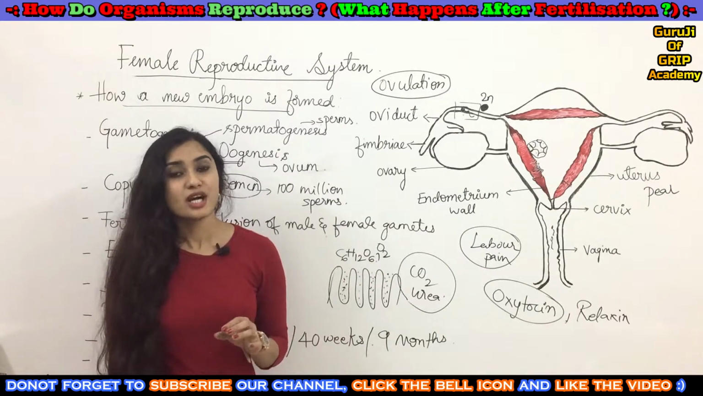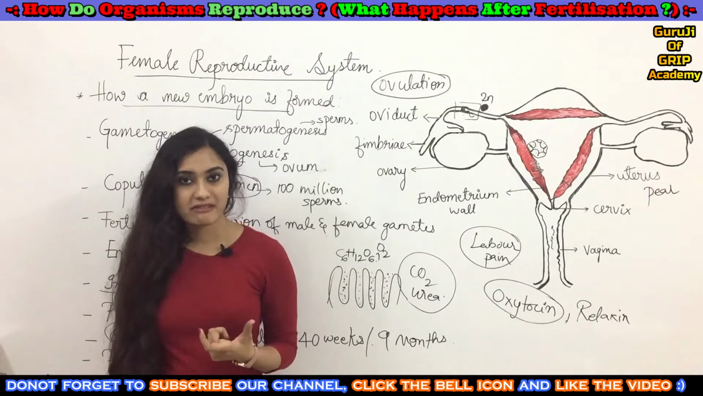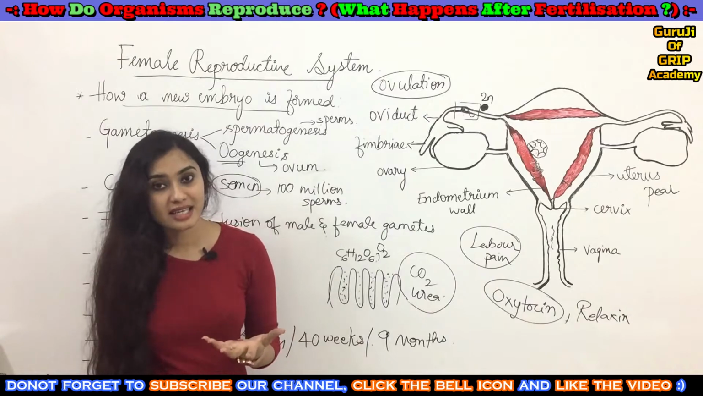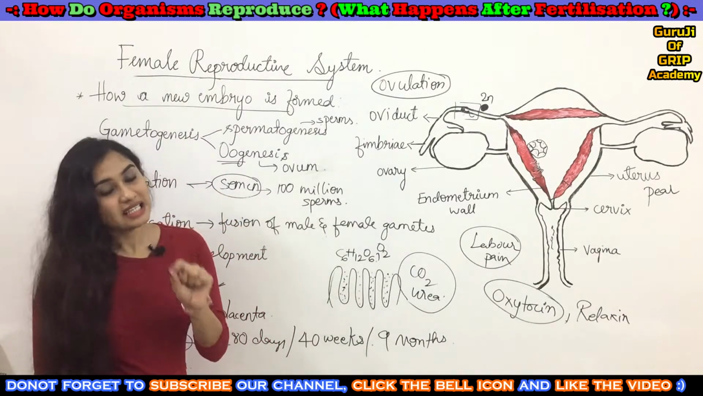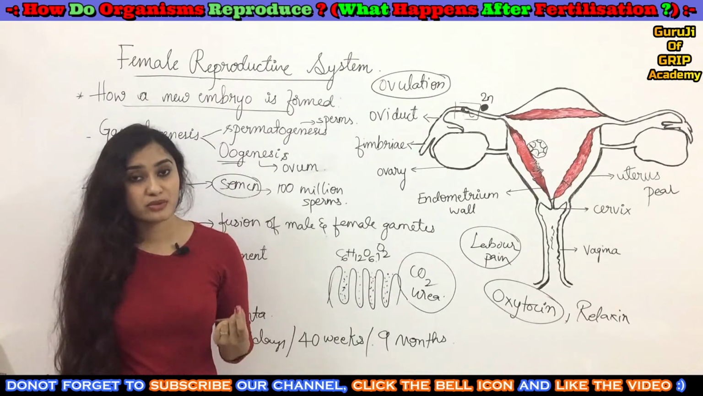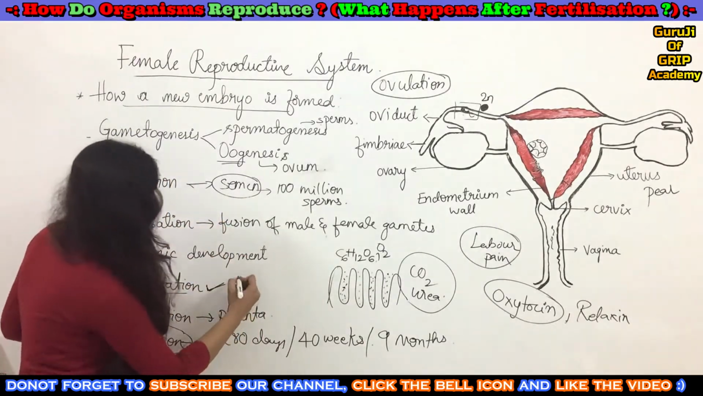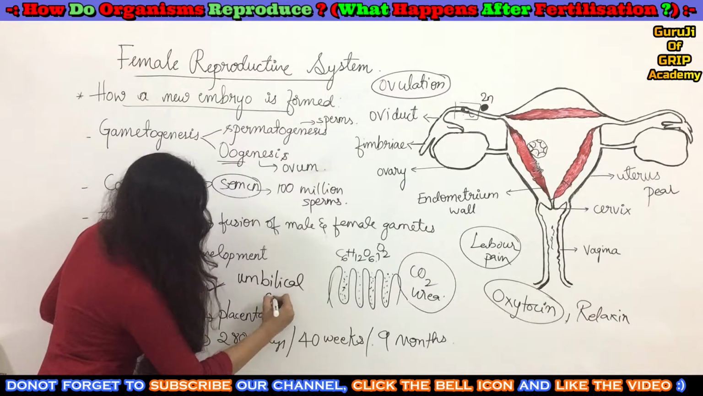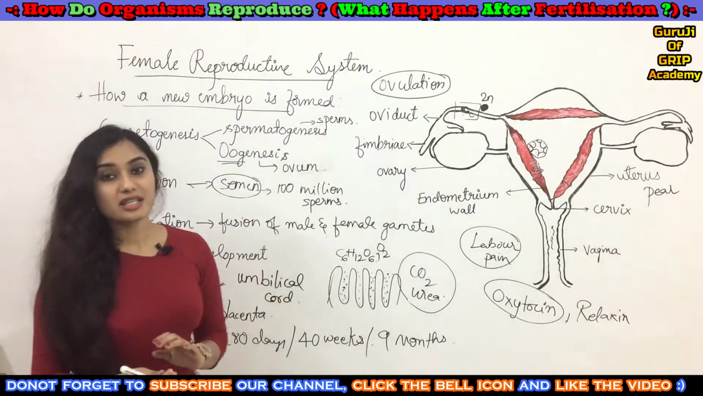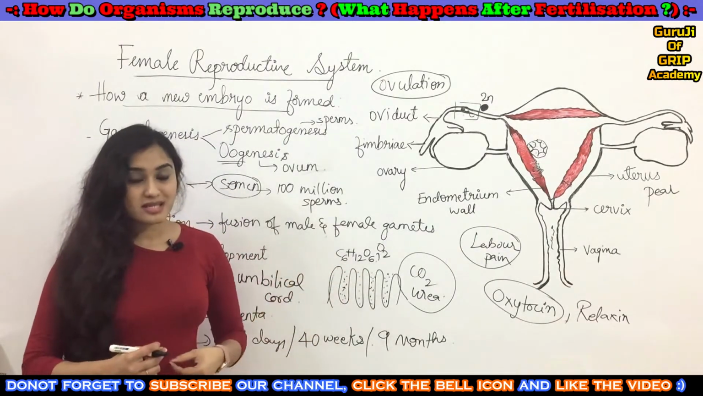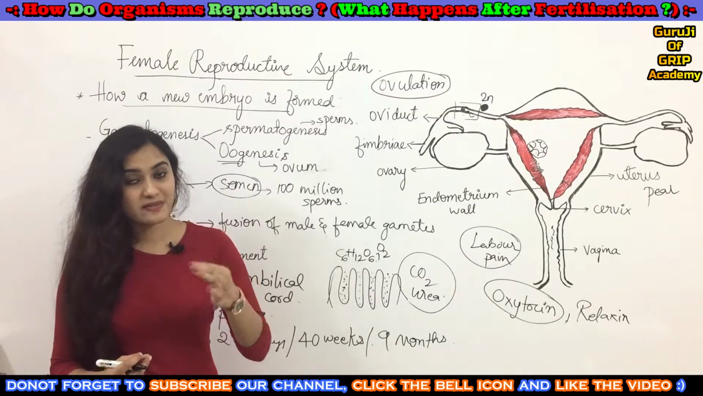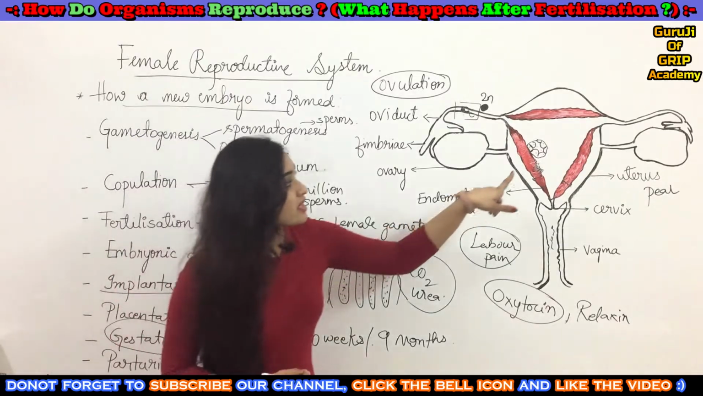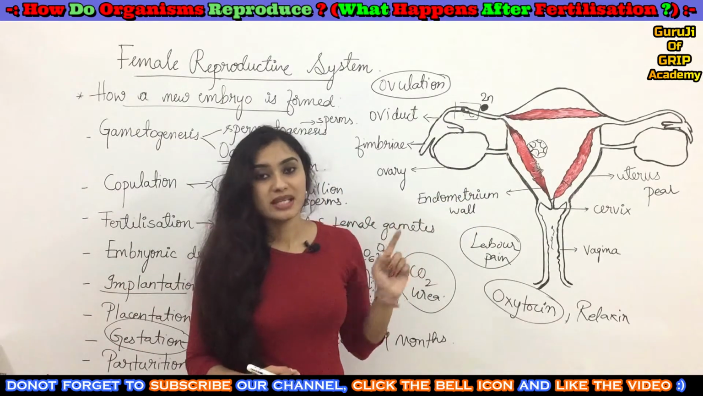And also, we all humans have a navel in our abdomen. So what is that navel? What does it indicate? That navel indicates that when we were embryos, we had an umbilical cord there. So what is this umbilical cord? This umbilical cord, which arises from the embryo's abdomen, acts as a link between the placenta and the growing embryo.